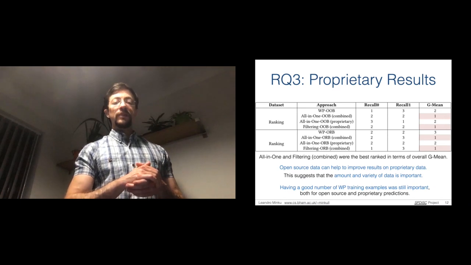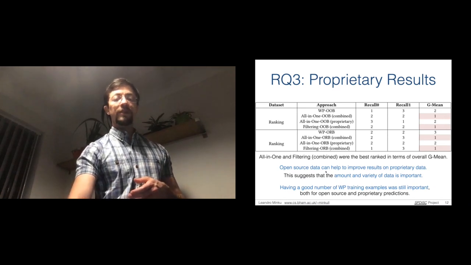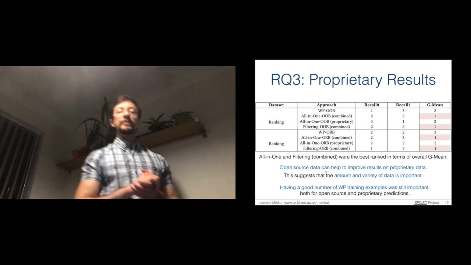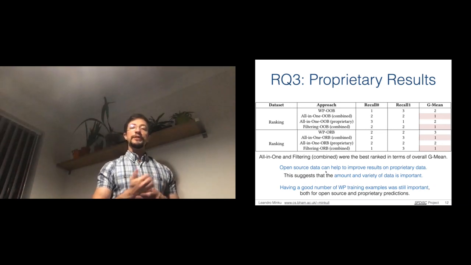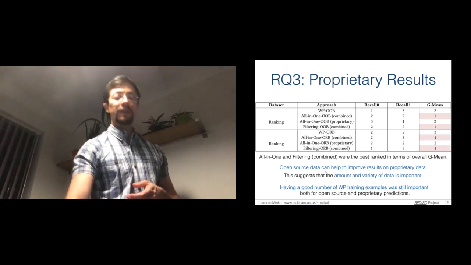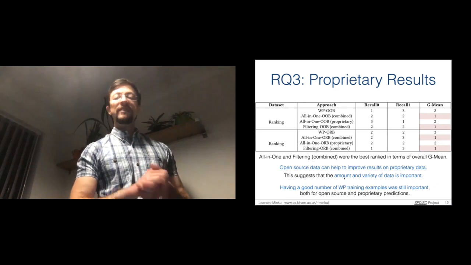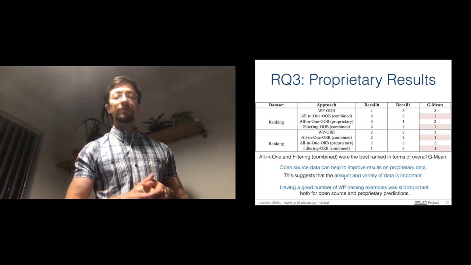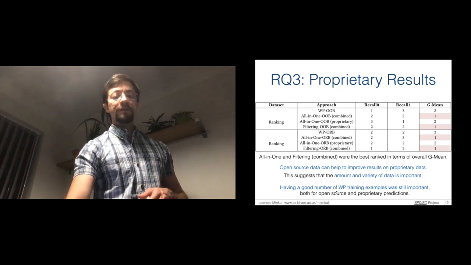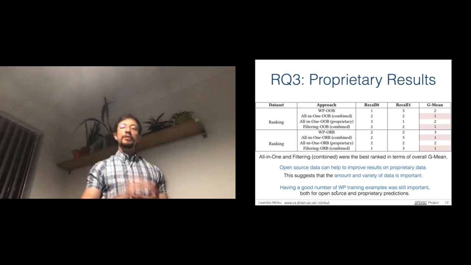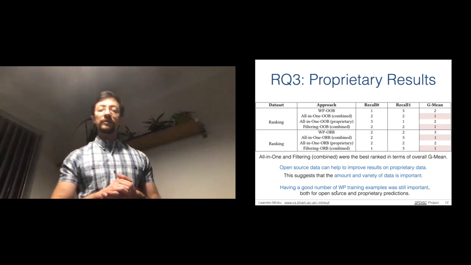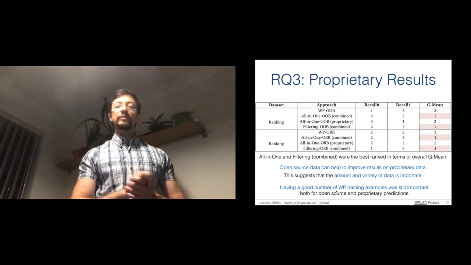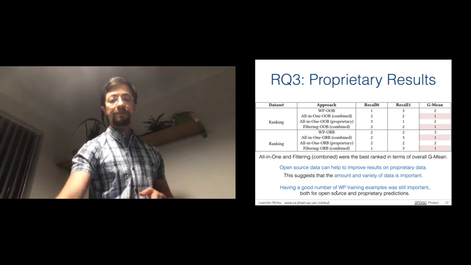In particular, I would like to mention here that the open source data used as cross-project data was helpful for improving predictions on the proprietary data. This suggests that the amount and variety of data is important when creating JIT-SDP models. Still, we found that having a good number of within-project training examples was still important, both for the open source and for the proprietary predictions.